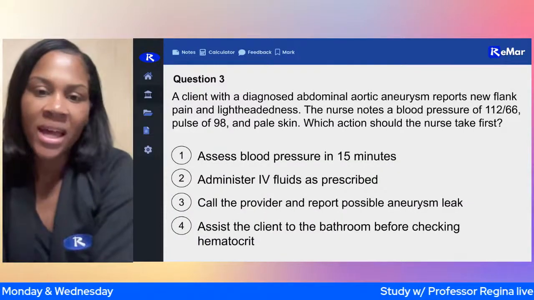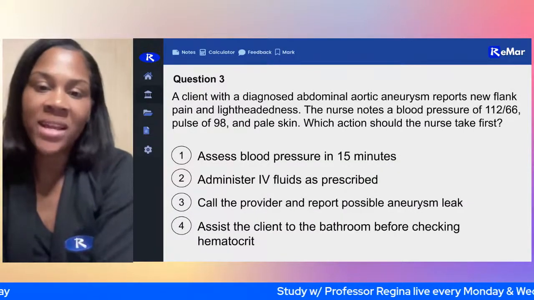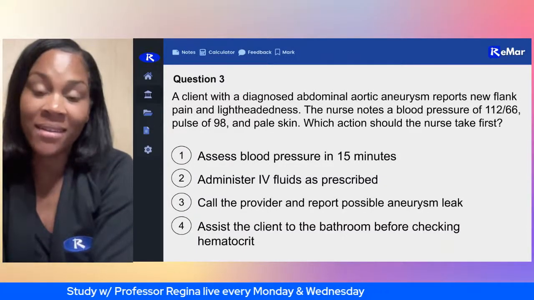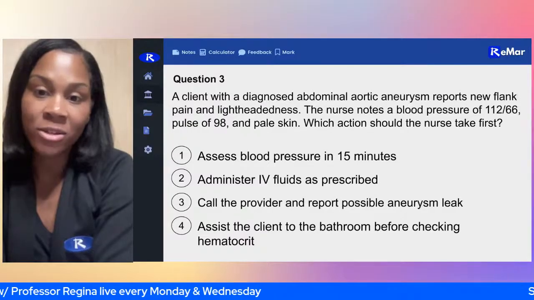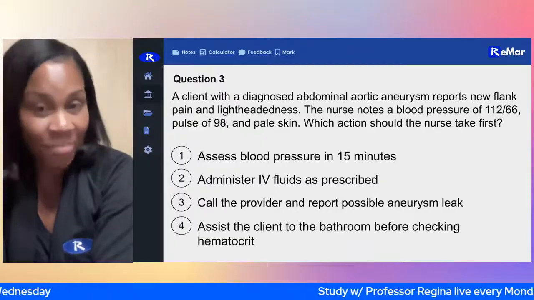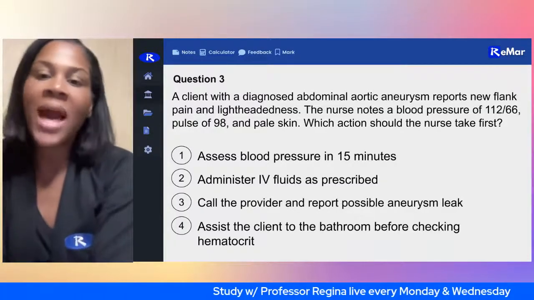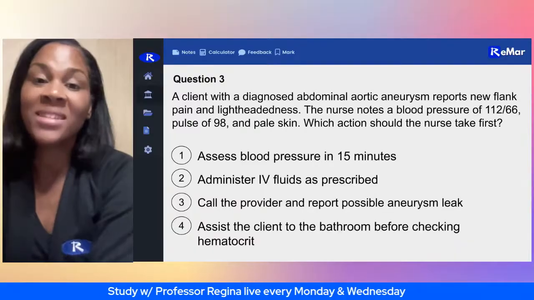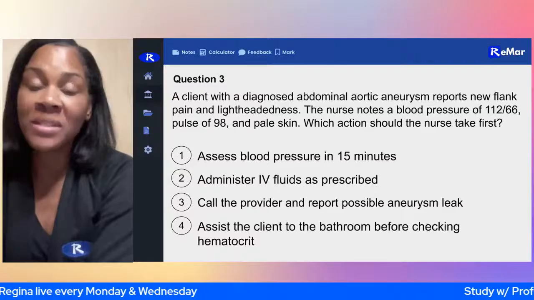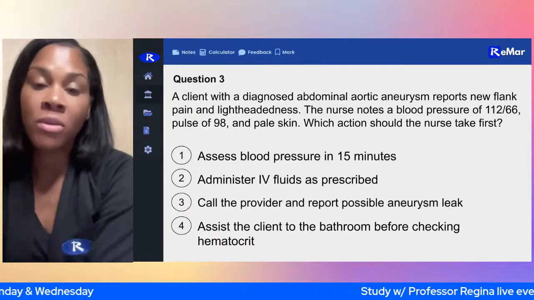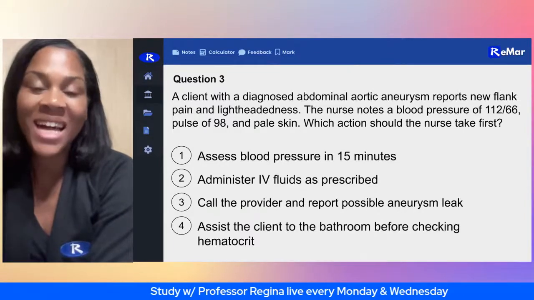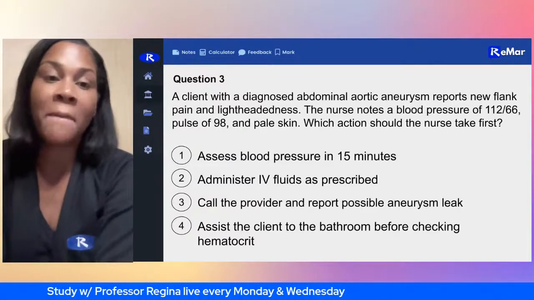Here we go. A client with a diagnosed AAA reports new flank pain and lightheadedness. The nurse notes a blood pressure of 112/66, a pulse of 98, and pale skin. What action should the nurse take? Number 1, assess blood pressure in 15 minutes. 2, administer IV fluids as prescribed. 3, call the provider and report possible aneurysm leak. Or 4, assist the client to the bathroom before checking hematocrit.